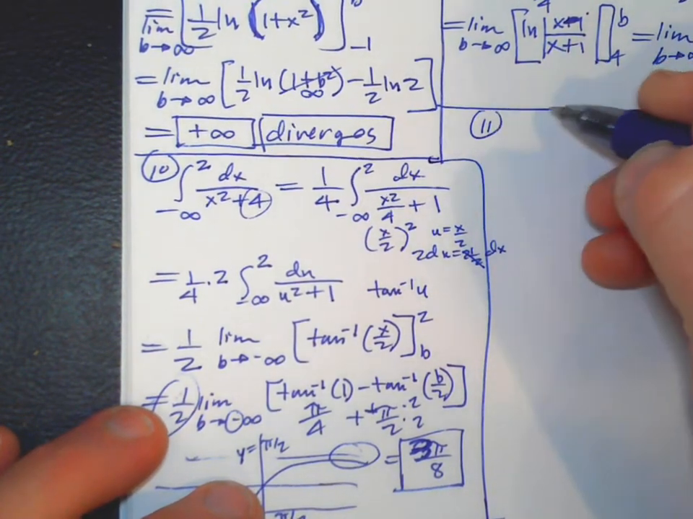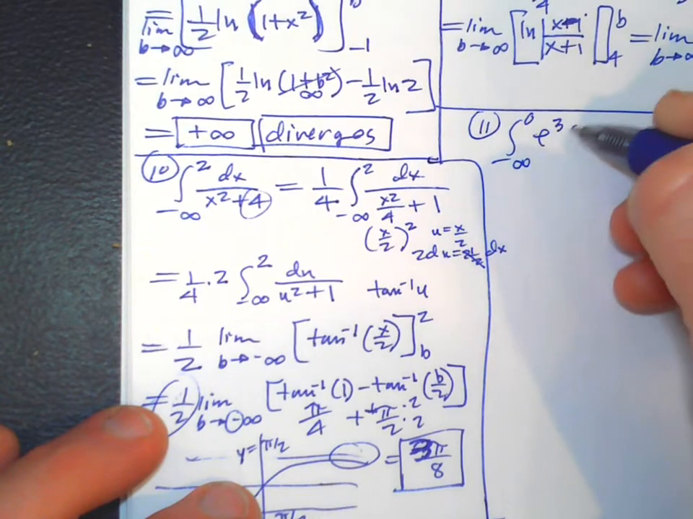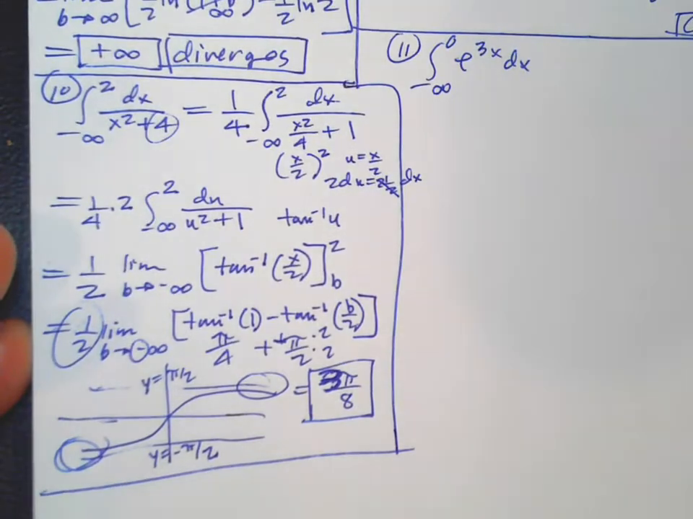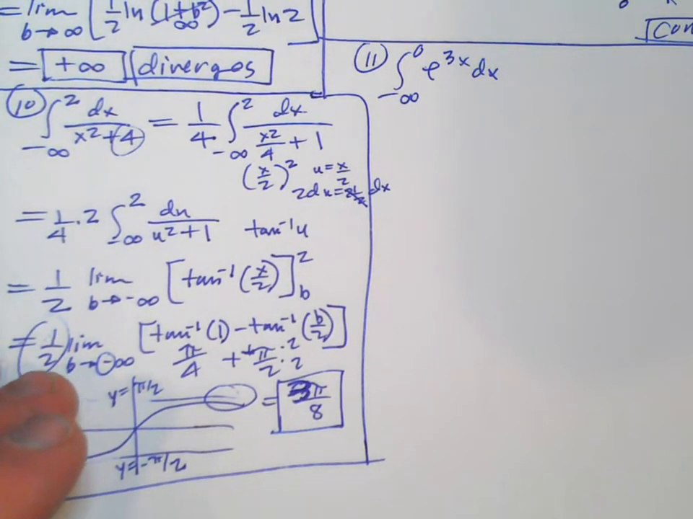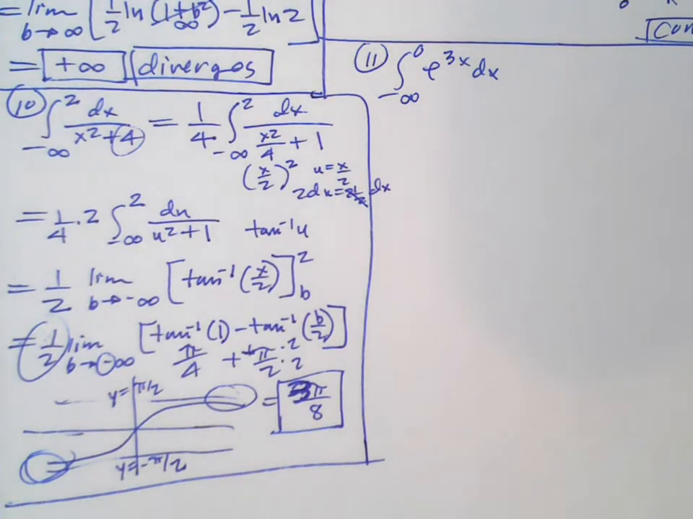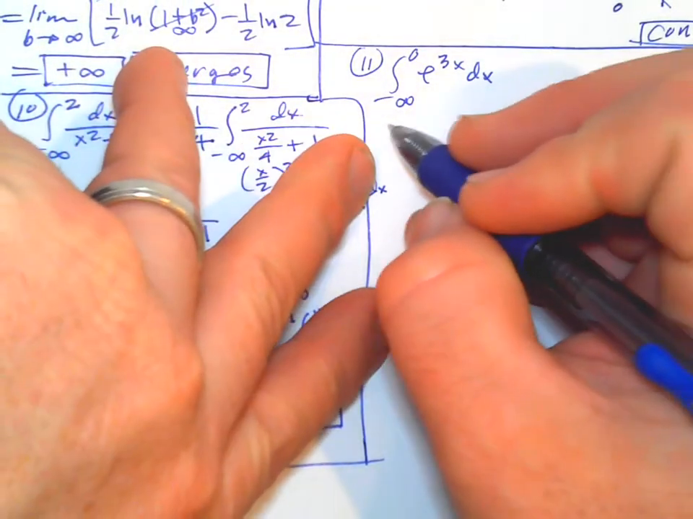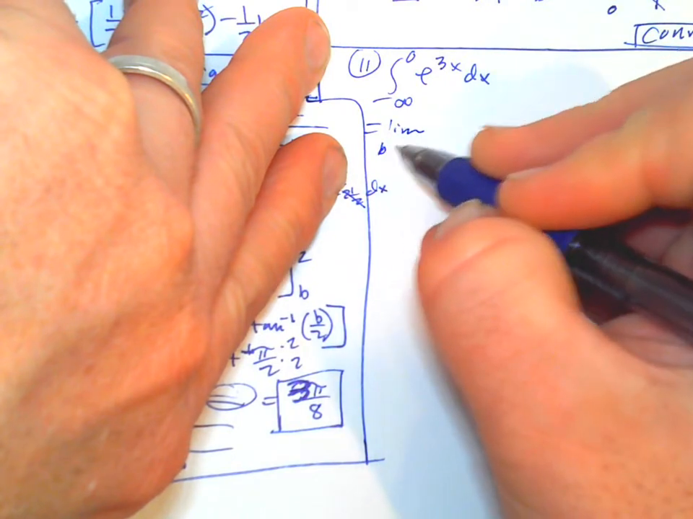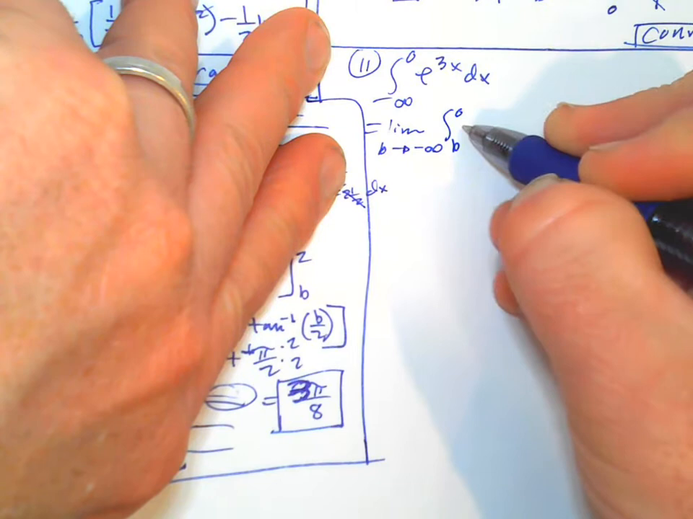Okay, 11. Negative infinity to 0 of e to 3x dx. No potential infinite discontinuities. There's no vertical asymptotes. But we are integrating to negative infinity, so obviously that's an issue. So let's see. It's going to equal the limit as b goes to negative infinity of the integral from b to 0 of e to the 3x dx.